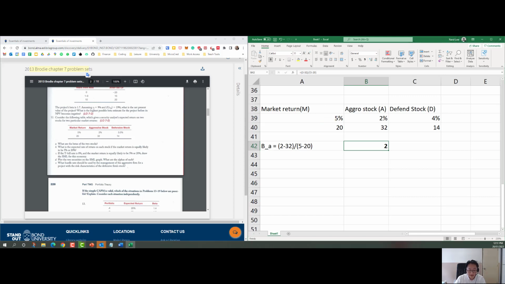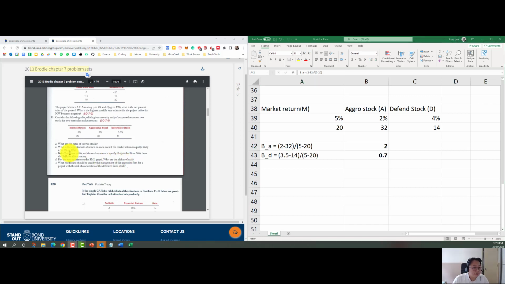If we look at the same thing for stock D, beta D equals 3.5 minus 14 divided by 5 minus 20, which is 0.7. Which makes sense, right? A defensive stock should have a lower beta, an aggressive stock should have a higher beta. We obtain each stock's beta by calculating the difference in its return across two scenarios divided by the difference in market return.